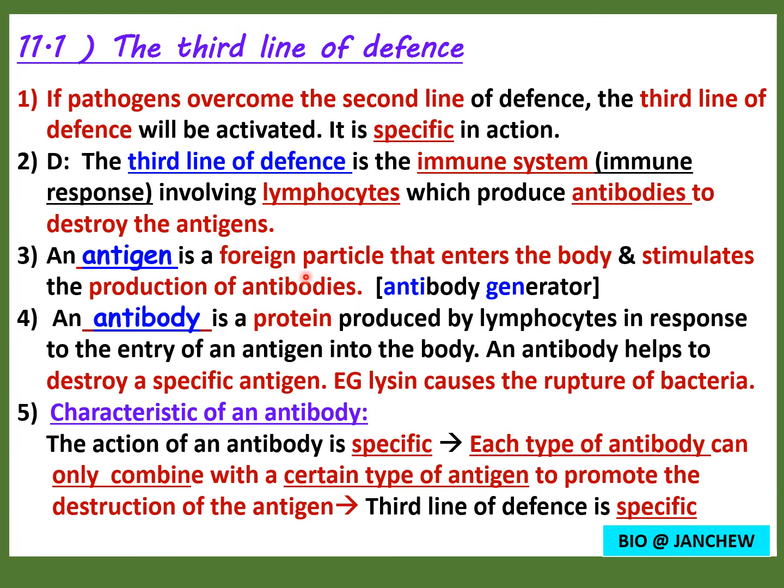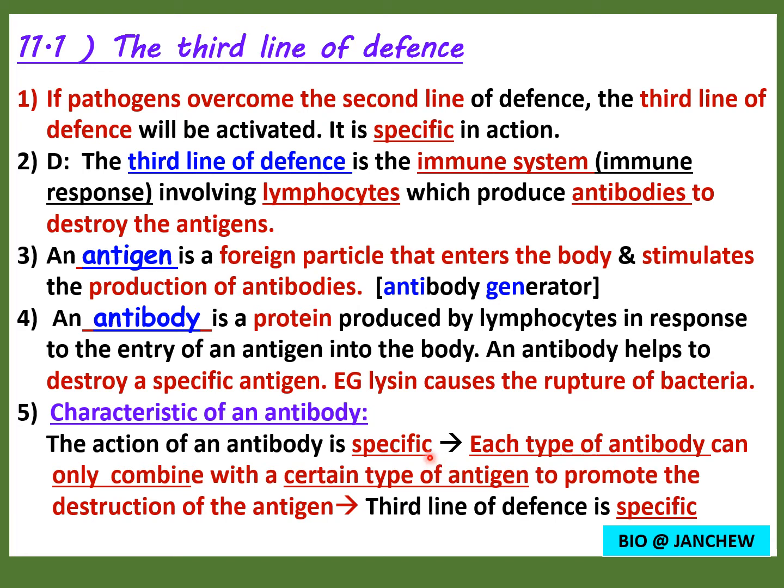Definition of an antigen: a foreign particle that enters the body and stimulates the production of antibodies. Antibody: a protein produced by lymphocytes in response to the entry of an antigen into the body. An antibody helps to destroy a specific antigen. For example, lysine causes the rupture of bacteria. Now, characteristic of an antibody. The action of an antibody is specific.